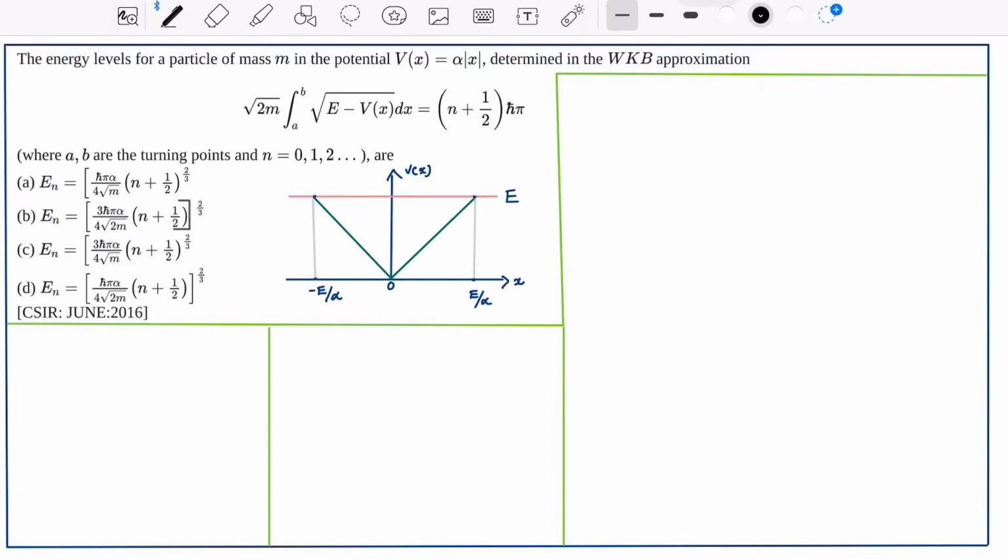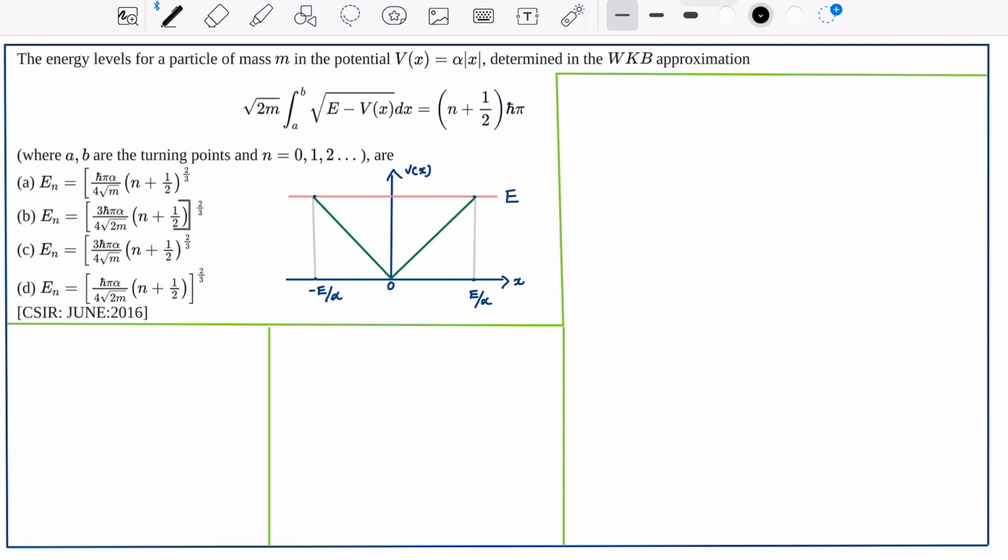Problem 23, Quantum Mechanics. The question is: the energy levels for a particle of mass m in the potential V of x equal to A mod x are determined in the WKB approximation by root 2m integral from a to b of root of E minus V of x dx equal to n plus half h cross pi, where a, b are turning points and n is equal to 0, 1, 2, 3, etc.